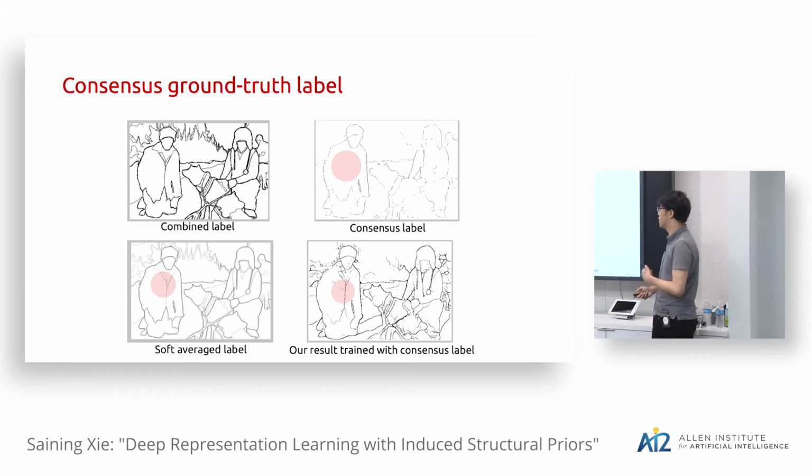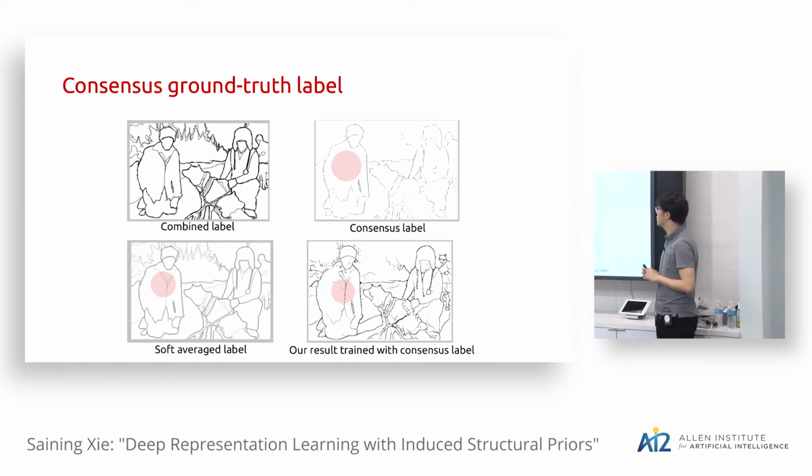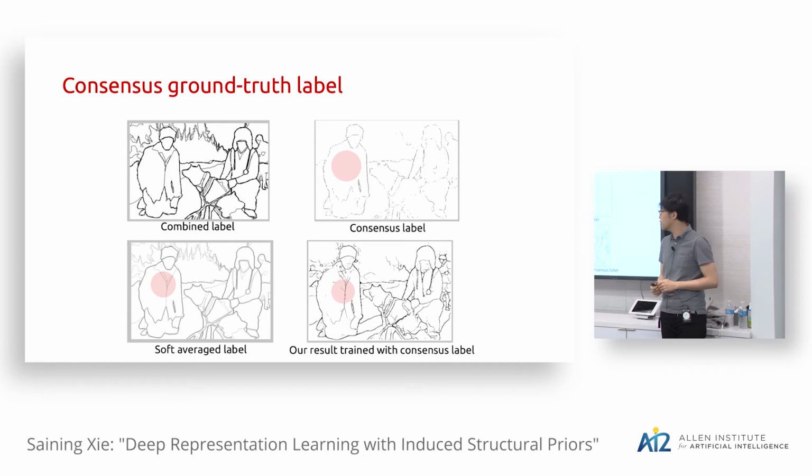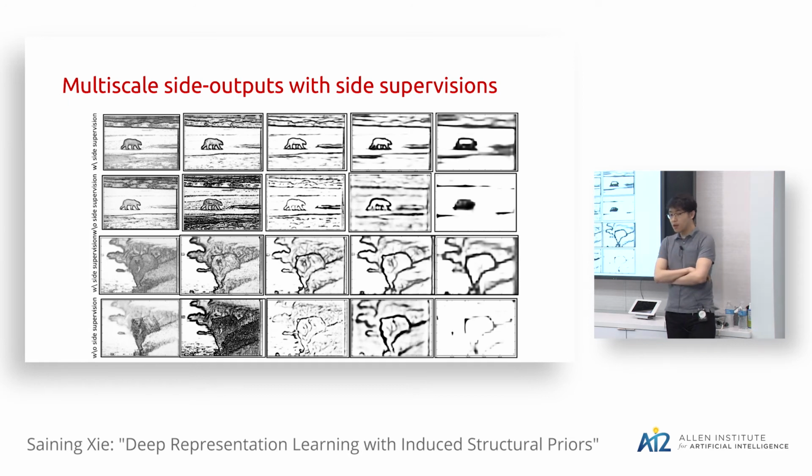This is just because those consensus labelings are just some essential edges. This actually solves the problem because we don't have the multi-scale ground truth, but if you have the consensus labeling, we actually don't need that. Okay, so here are some illustrations showing how the multi-scale side outputs really work.